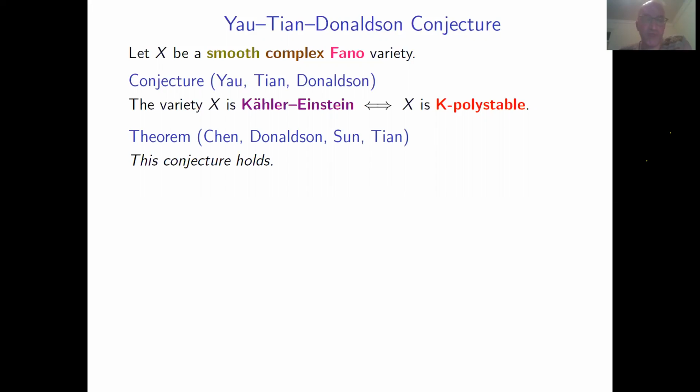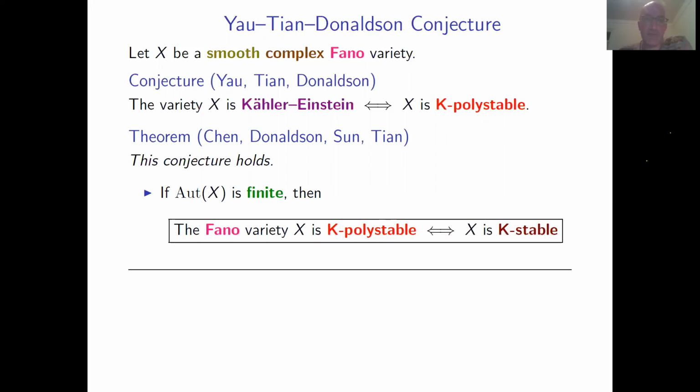so it's true. And just to clarify the difference between K-polystability and K-stability: if a Fano variety has a finite automorphism group, which is very often, then being K-polystable is the same as K-stable. But K-polystability is K-stability plus some extra conditions coming from the automorphism group, which we will see later a little bit.